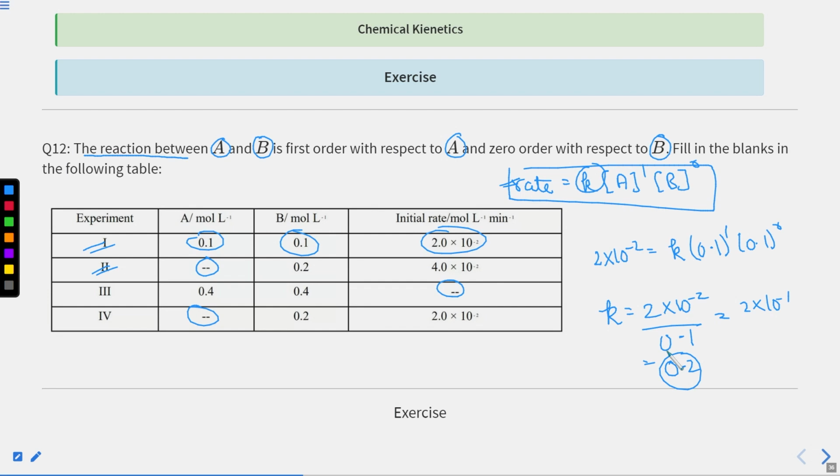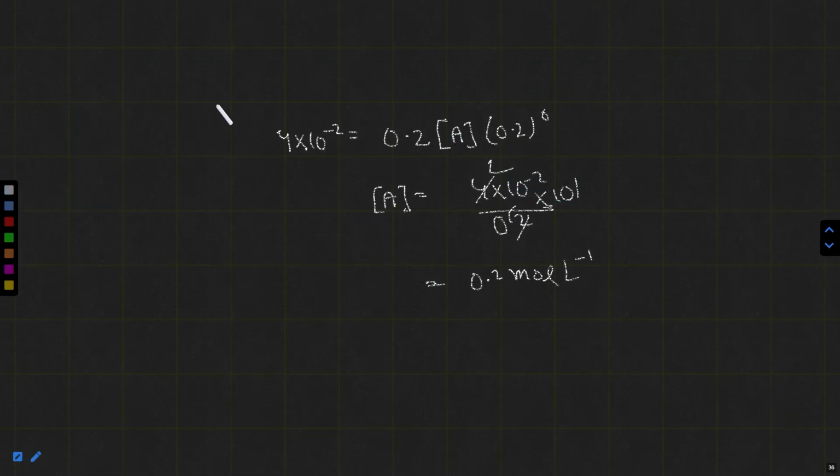And what will be the unit of K here? Since it is a first order reaction, you can see very clearly, it will be per second simply. This is for the first set of experiment. This is for the second set of experiment.